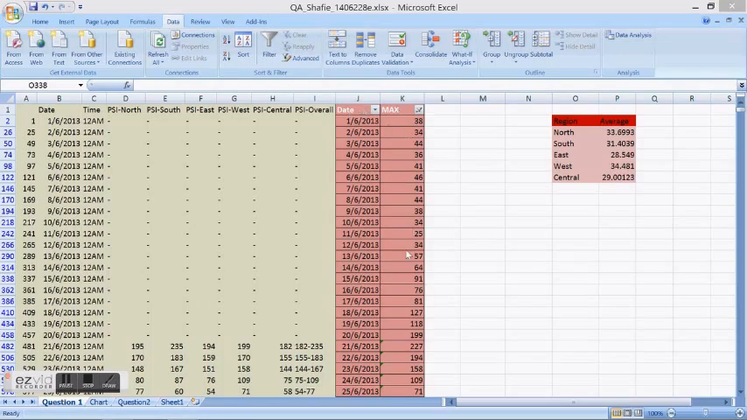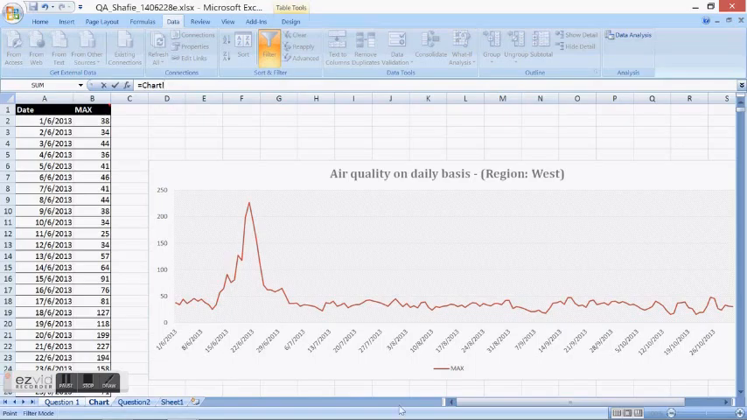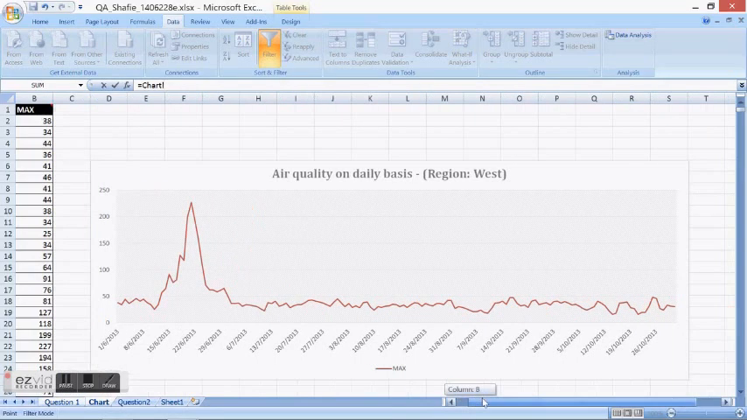So what I did is a pivot table for different days. I made it 12 a.m. I use this formula, IF, and then this, and then this, to find the maximum for that day. After doing that, what I have to do is show it using a 2D line chart. So this is how it looked like.